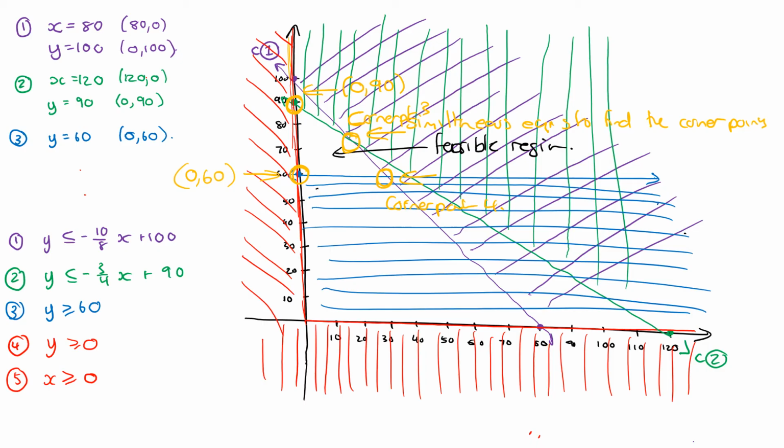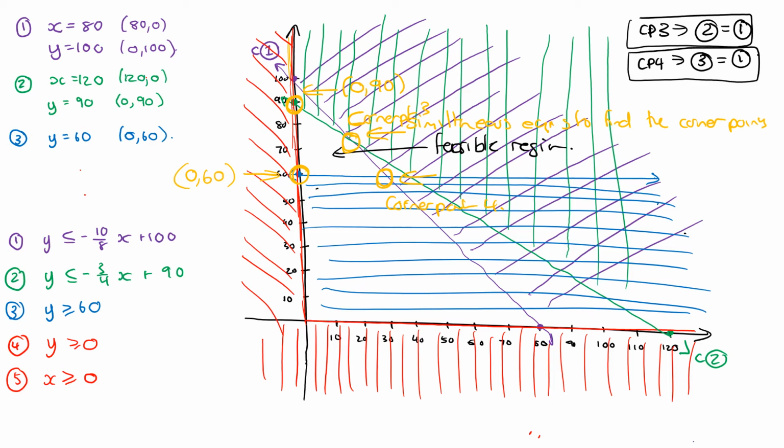How are we going to find them? Well, we know that it is where the green and the purple one intersect for corner point 3. So corner point 3 is where the green one, constraint 2, is equal to the purple constraint. What is the purple constraint? It is constraint 1. And then corner point 4 is where your blue constraint, in other words, your number 3 constraint, is equal to your purple constraint, which is the number 1 constraint. So you will solve the simultaneous equations for both of those to find those corner points. So let's go ahead and do that.